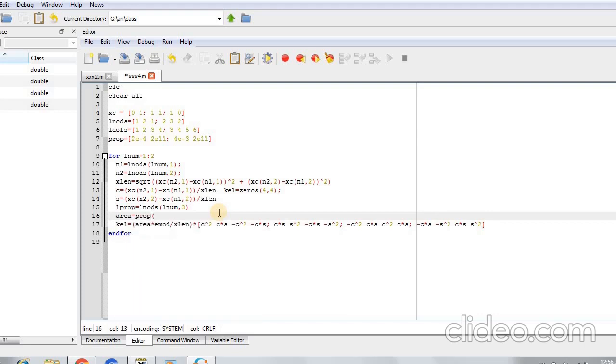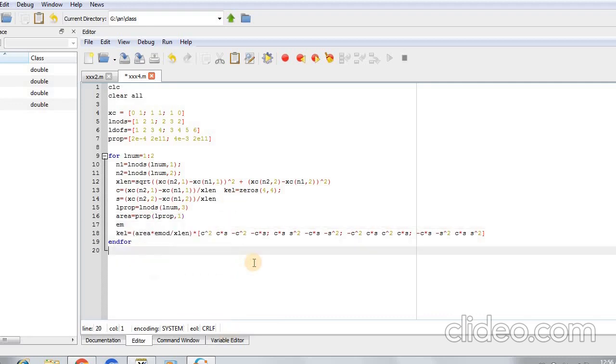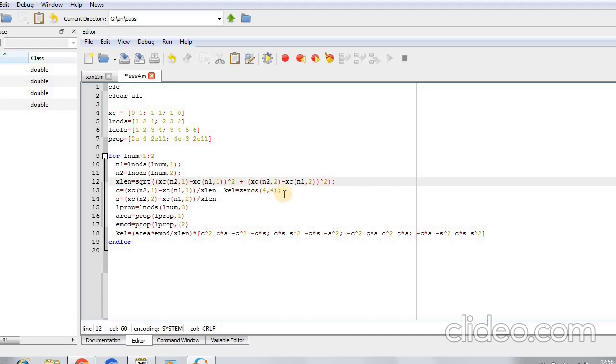Area is prop. So here 3 prop, L prop 1, and E mod is equal to prop L prop, comma 2. So let us put semicolons, otherwise everything will get printed on the command window.